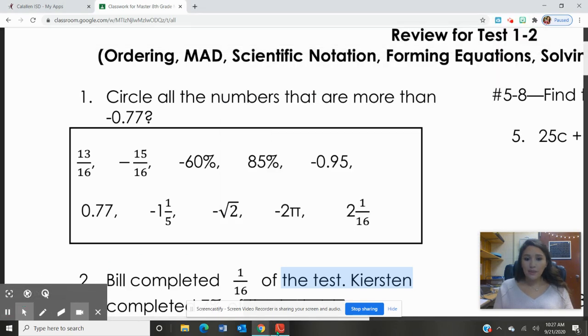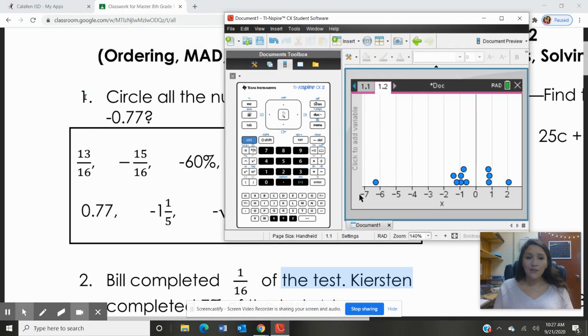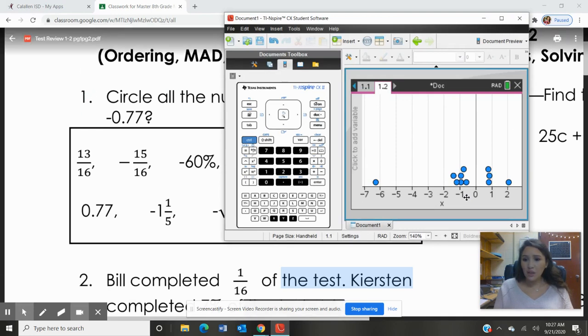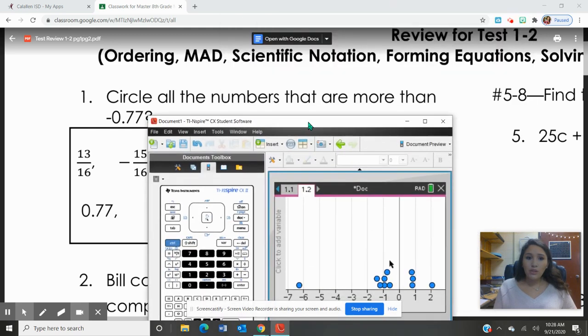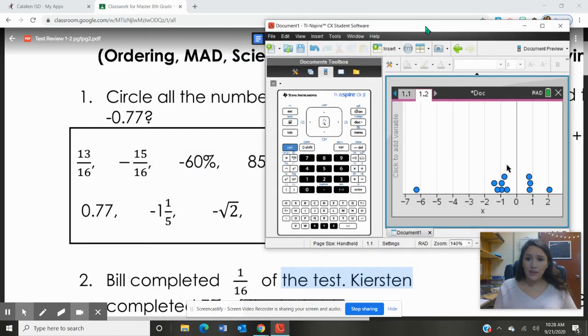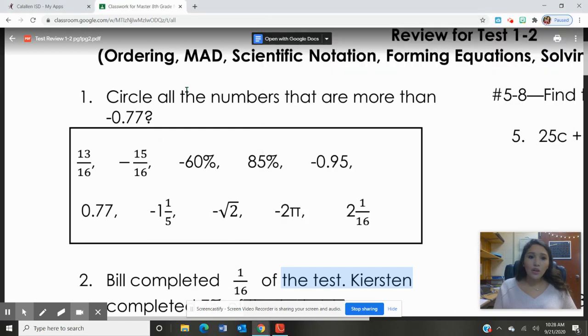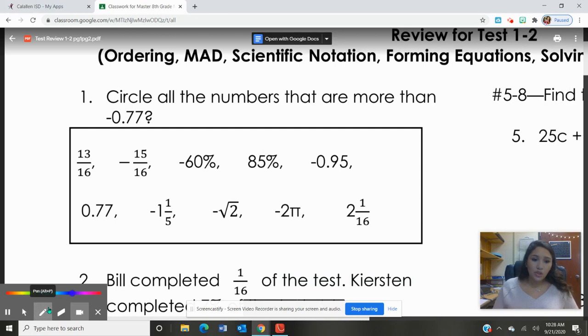My first step is going to be to identify where negative 0.77 is. I'm going to say it's right here. So everything to the right of this number is greater than negative 0.77. So my first number is negative 60%. Again, our goal is to circle all the numbers that are more than negative 0.77, so that is why I'm looking to the right of it. I'm going to go back over here and circle negative 60%.